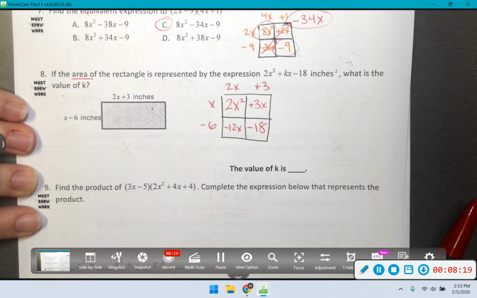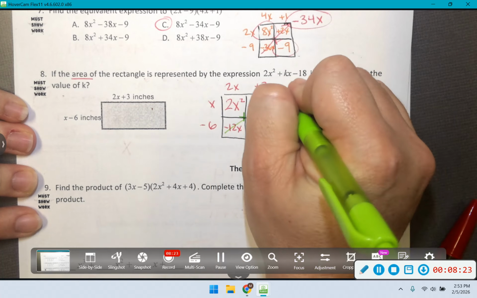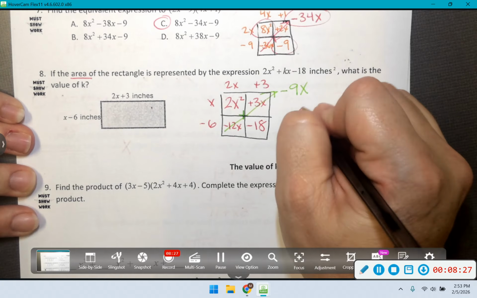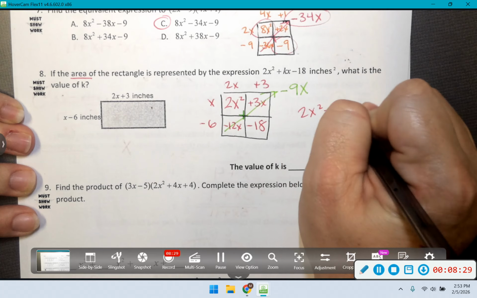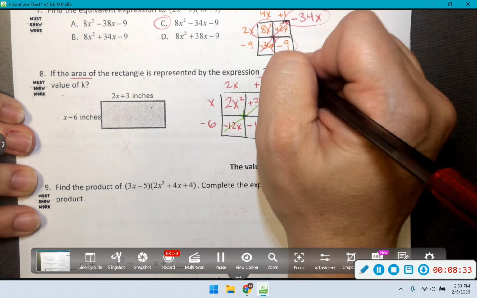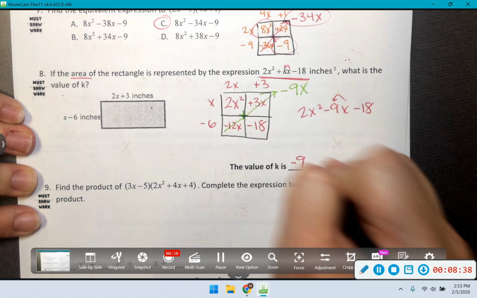And then remember, we have to add our diagonal. And that gives me negative 9x. So my answer is 2x squared minus 9x minus 18. However, it's asking me what's k. Well, k is what's in front of x, and what's in front of my x is negative 9.